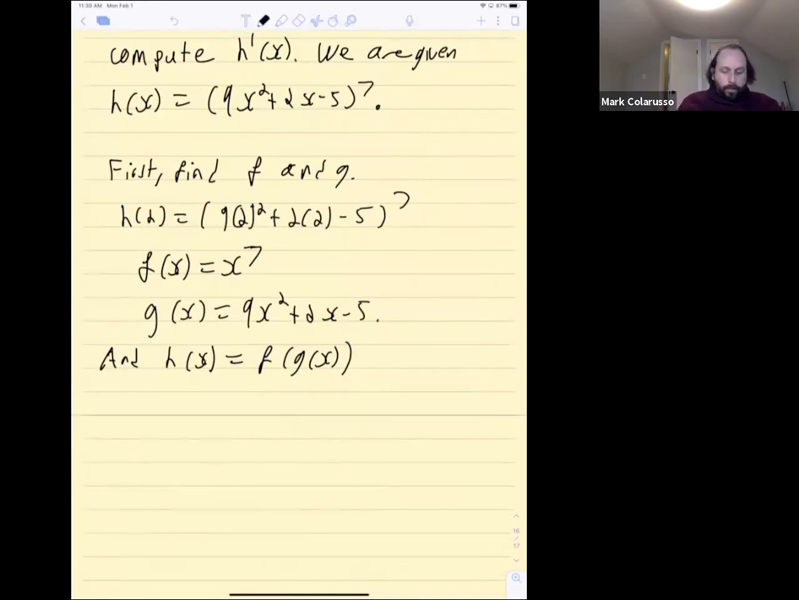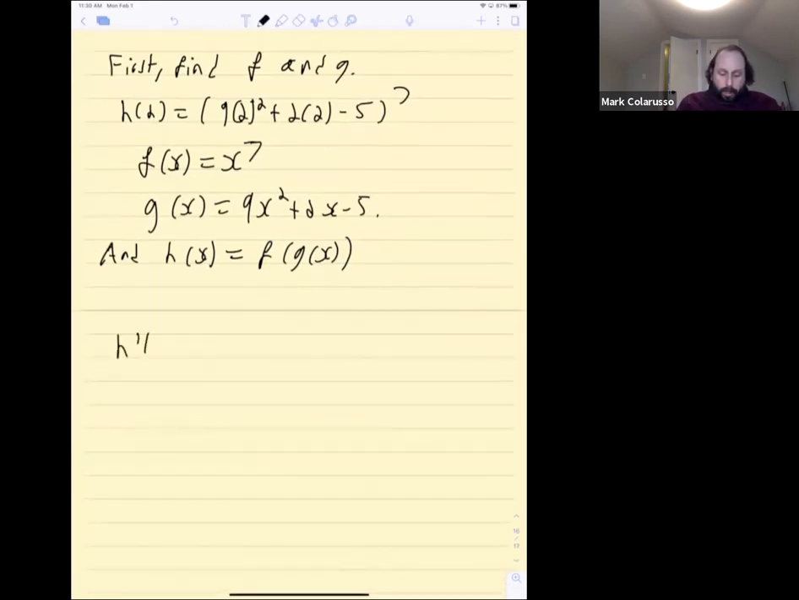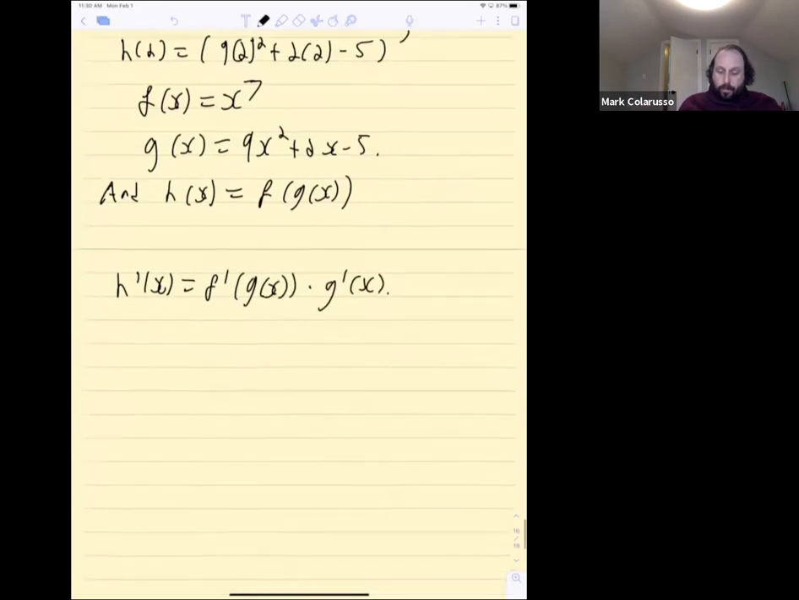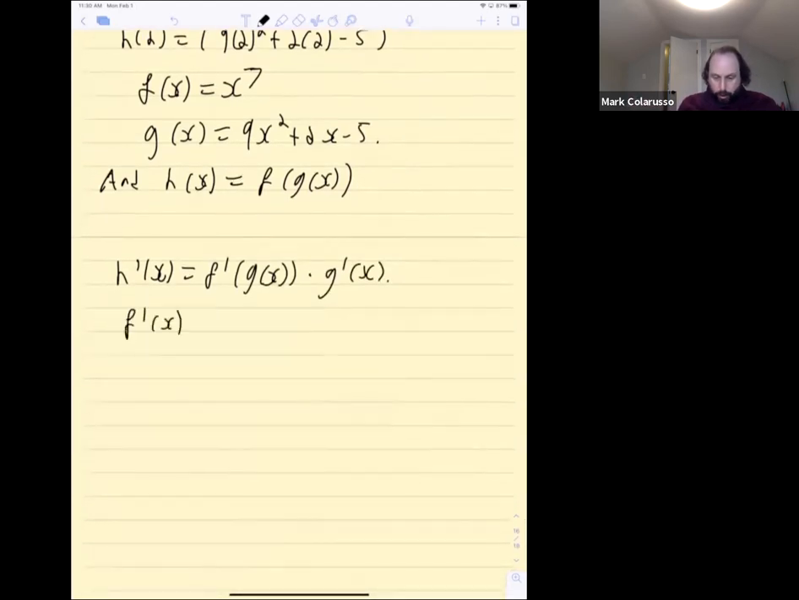We've done it correctly. And so h prime at x is equal to f prime evaluated at g at x times g prime at x. And so f prime, we get from the power rule, is 7x to the 6, and g prime is 18x plus 2.